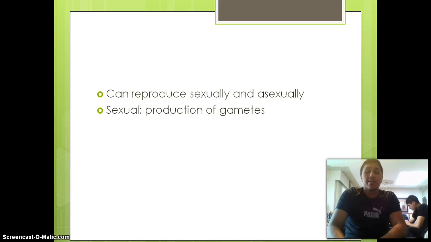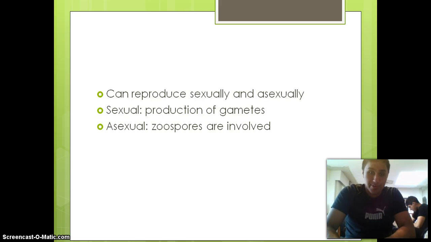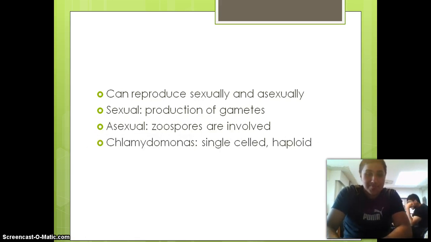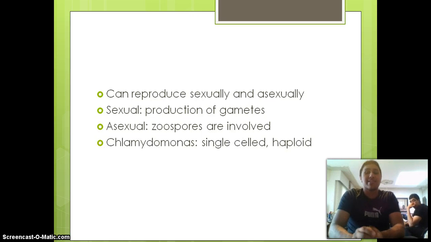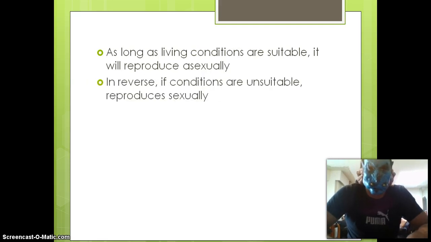Through sexual reproduction, algae go through production of gametes. Asexual reproduction, on the other hand, produces zoospores. Chlamydomonas are single-celled algae, and they go through haploid reproduction. As long as living conditions are suitable, it will reproduce asexually. In reverse, if conditions are unsuitable, the algae reproduces sexually.